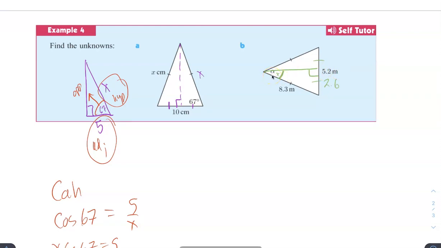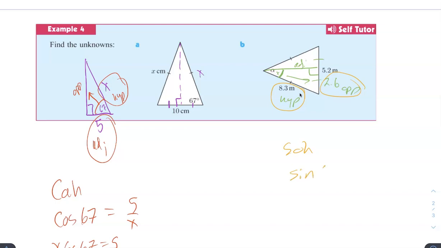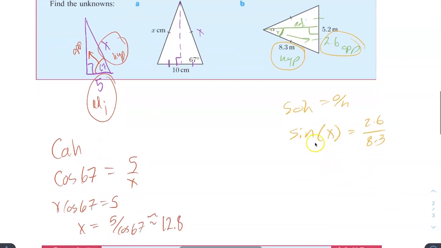Well, that's my angle. This is opposite. This is hypotenuse because it's opposite the 90-degree angle. And that makes this adjacent, which I don't care about. So we have hypotenuse and opposite. So my favorite trig function, sine of x equals opposite over hypotenuse, 2.6 over 8.3. Sine is opposite over hypotenuse, we get this. Remember the way we solve this is we want to get rid of the sine, so we do the sine inverse of both sides.